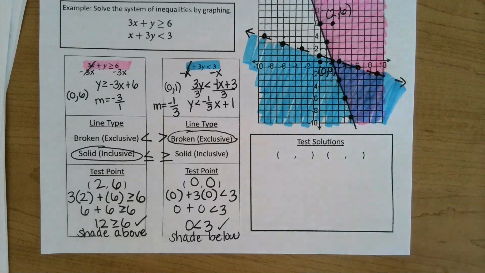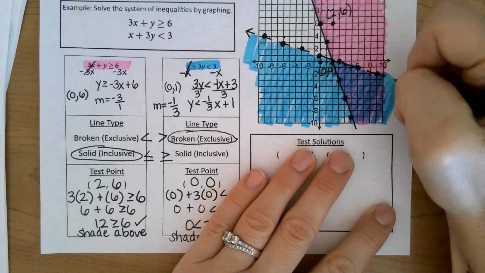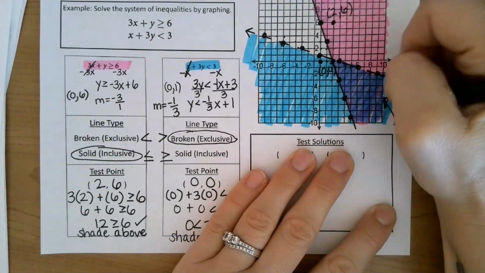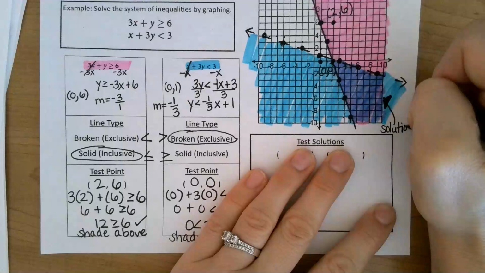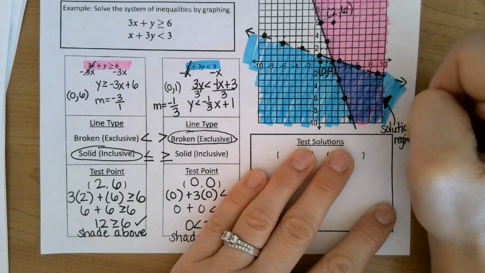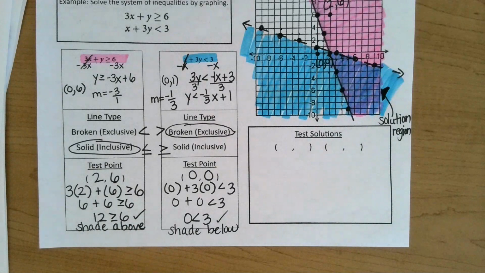Where it overlaps. So this region right here is our solution region. If you want to write that small next to it. So this is the solution. That's the only difference with systems of inequalities. It's now where they overlap.